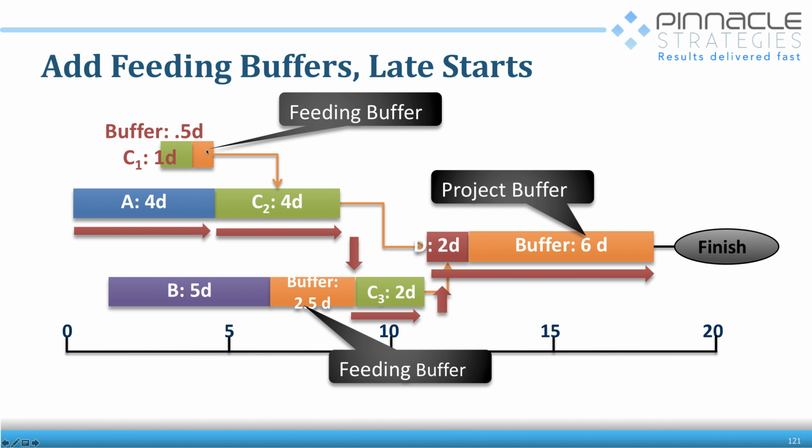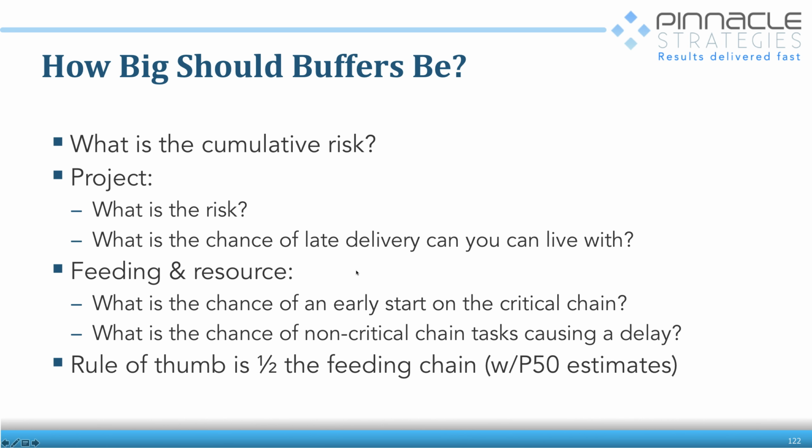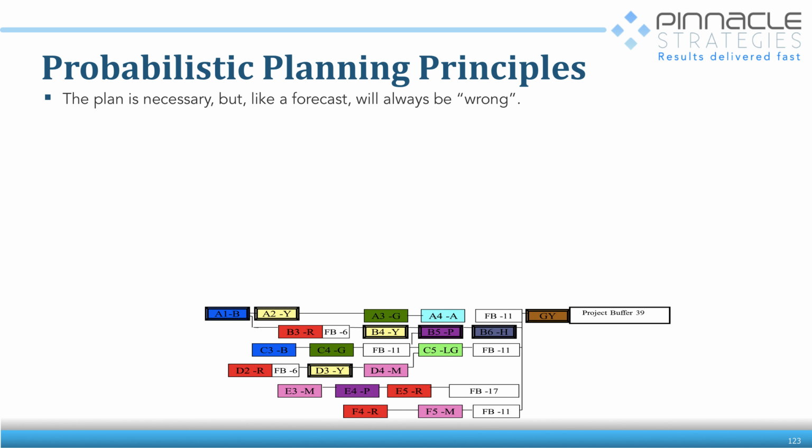And we might add feeding buffers. Some people say, no, we don't need to add feeding buffers because we have a project buffer, but then we would add feeding buffers and late starts. All right, now, there's sometimes a discussion about how big the buffers will be. I don't want to get involved in this presentation, because what I want to show you is essentially the execution maturity model, not how to build a buffer, right? But I want you to understand what probabilistic planning is, right?